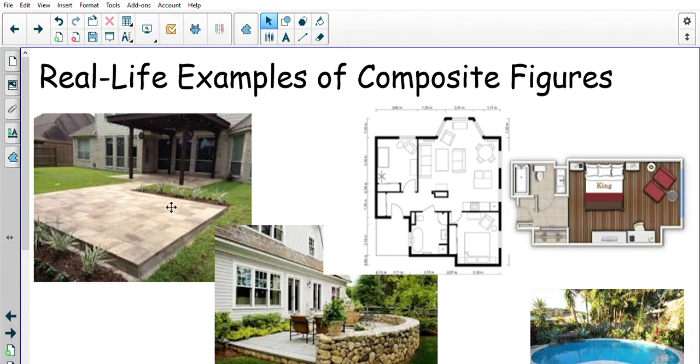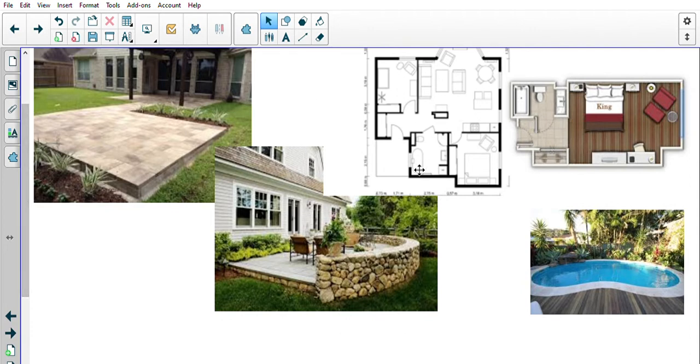So I've got some examples of patios that are made up of maybe some semicircles or maybe a quarter of a circle, made up of more than one rectangle. A lot of rooms are made up of more than one shape as well, where we have even our classroom where we have the cutout for the doorway, poles. Again, a lot of things used in real life are going to be composite figures.